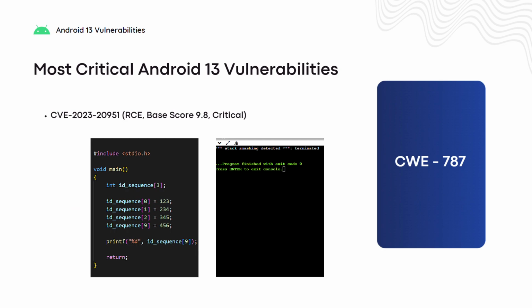Here's a simple code demonstration illustrating this weakness. The following code attempts to save 4 different identification numbers into an array. Since the array is only allocated to hold 3 elements, the valid indices are 0 to 2, so the assignment to ID sequence 3 is out of bounds. Some simple tips to protect your device from this vulnerability. Update your device to the latest version of Android.